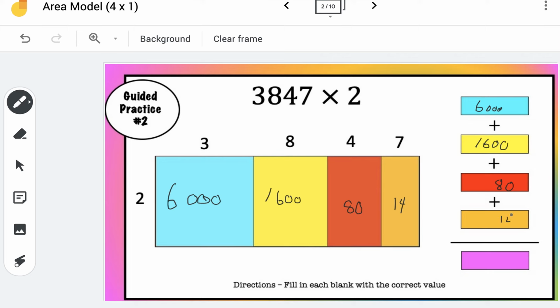And the last step is we need to now add up all these numbers. So 6,000 plus 1,600 plus 80 plus 14 would give us 7,694. And there's your answer.